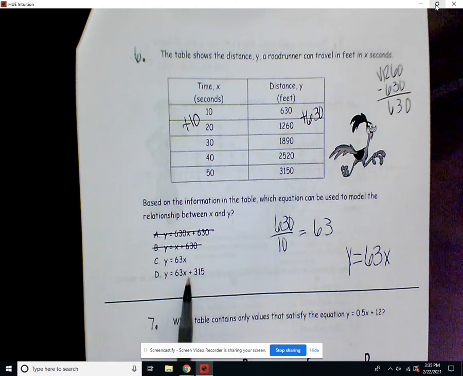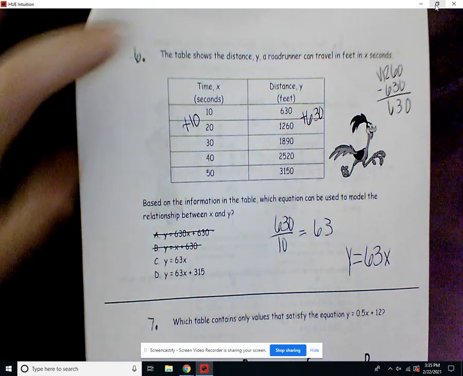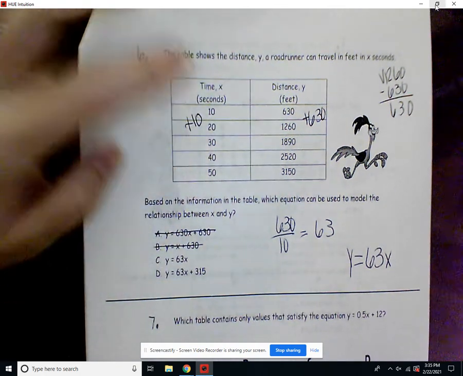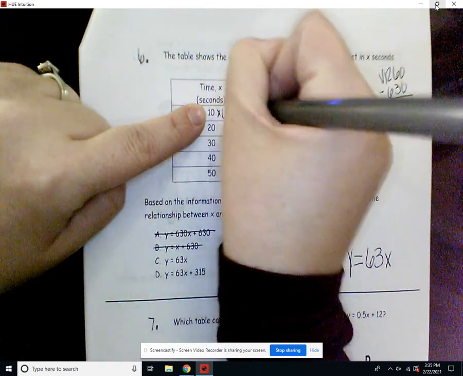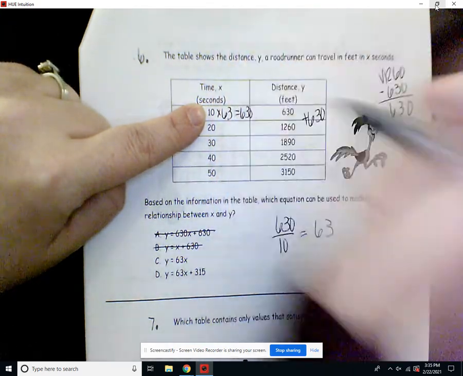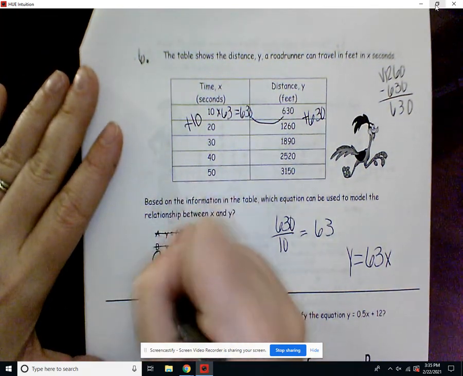And the last part is, are we going to add 315 or is it going to be blank? And so remember, we pick one of our x values. So let's just pick 10. So we'll do 10 times 63, which is 630. And what do I do from 630 to 630? Nothing. So it's going to be C.